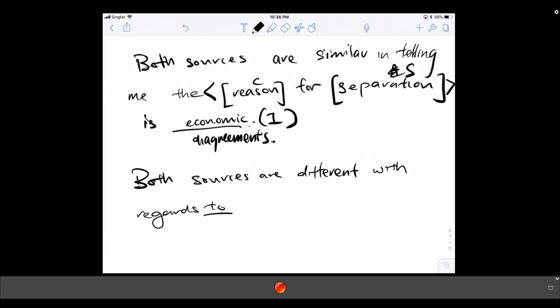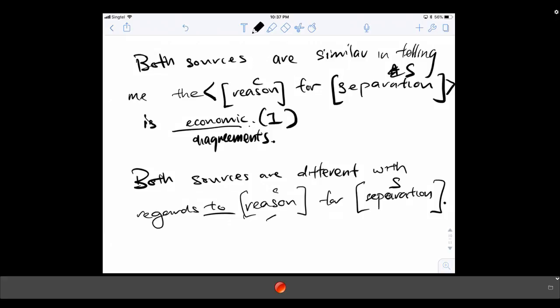Okay, with regards to what? To the reason. And reason is your C, right? It's your criteria. Reason for what? The subject: separation. Okay, so it's very simple. Criteria and your subject, C and S, form the first line of your difference statement.